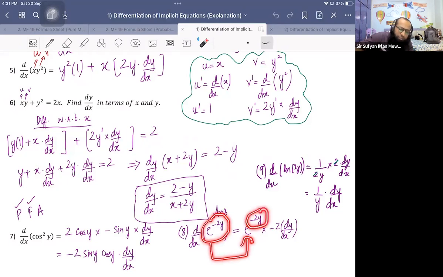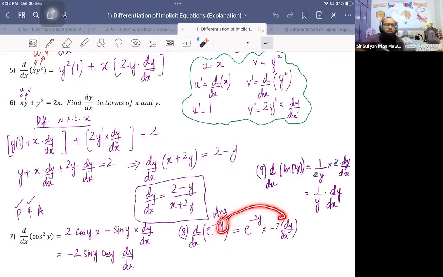So when we are differentiating with respect to x minus 2y, then what will happen? Minus 2 is a constant. It will remain minus 2. But this y will not be differentiated. So we are going to get dy by dx out of it. So that is why over here I have written minus 2 remains minus 2. But out of y, it cannot be differentiated. So we are getting dy by dx from it. So e power minus 2y is e power minus 2y into minus 2 times dy by dx.